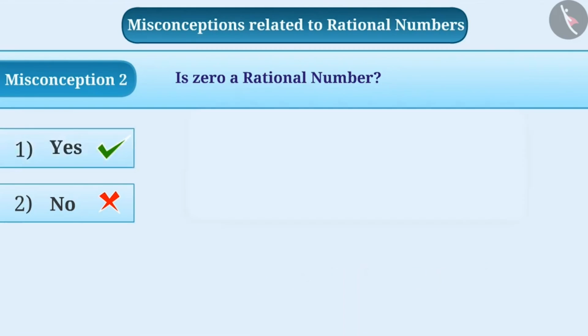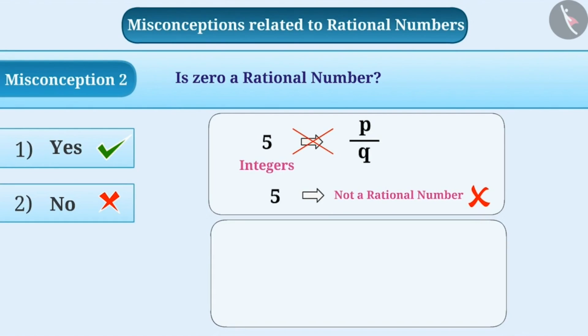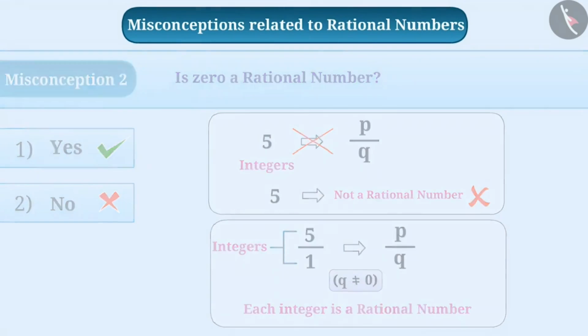Similarly, some students think that integers are not rational numbers since they are not represented as p by q. It is important to note that 1 can be written as the denominator for any integer, which takes the form of p by q. By doing so, we get both the numerator and denominator as integers and the denominator is not 0. Hence, all integers are rational numbers.